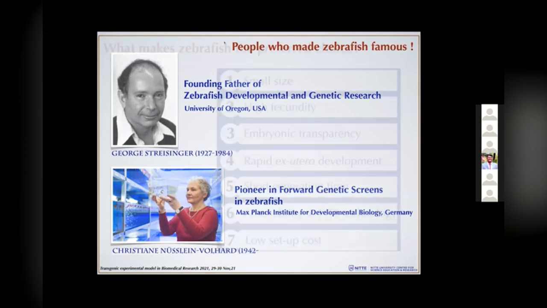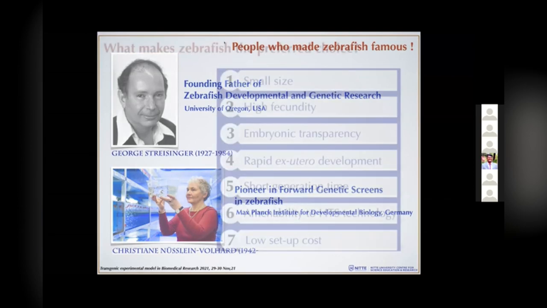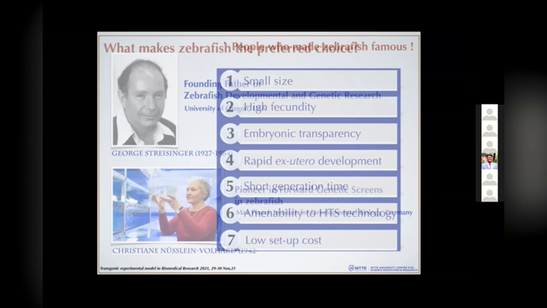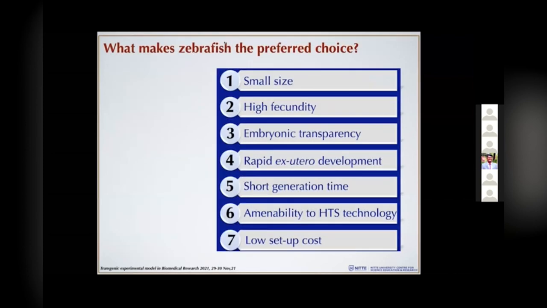So what are the qualities that make zebrafish a preferred choice? These are the major ones. Of course, they have small size, so you don't have to worry about a big space to house them. High fecundity. The word fecundity means the ability of the female to lay eggs. High fecundity means a particular female can lay a large number of eggs at one spawn.